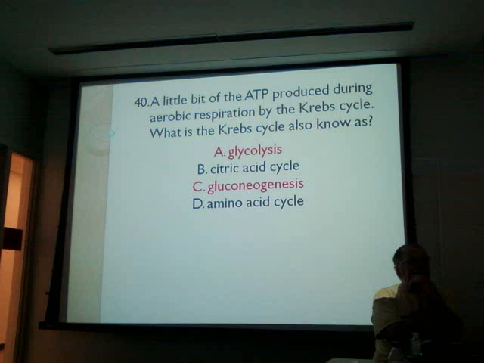All right. There's a little bit of ATP produced during the Krebs cycle, but what's the Krebs cycle also called? The citric acid cycle. Now, if I'd asked why, would you know that answer? The reason it's called a citric acid cycle is that the first product produced in the cycle is citric acid. It was called that before it was called Krebs.